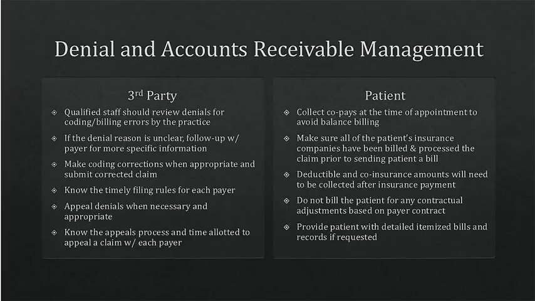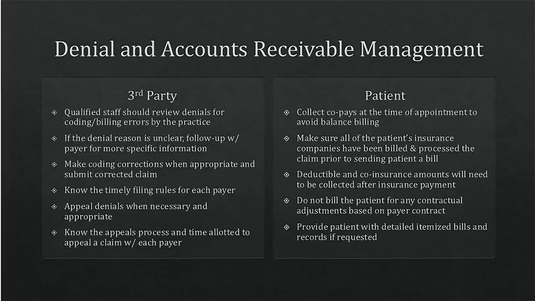If copayments were collected at the time of check-in, any copay amount showing on the EOB should already be posted to the billing system. Charges that are applied to the patient's deductible or coinsurance amounts will need to be balance billed to the patient after all of the patient's insurance carriers have been billed. Make sure you do not bill the patient for any contractual adjustments.